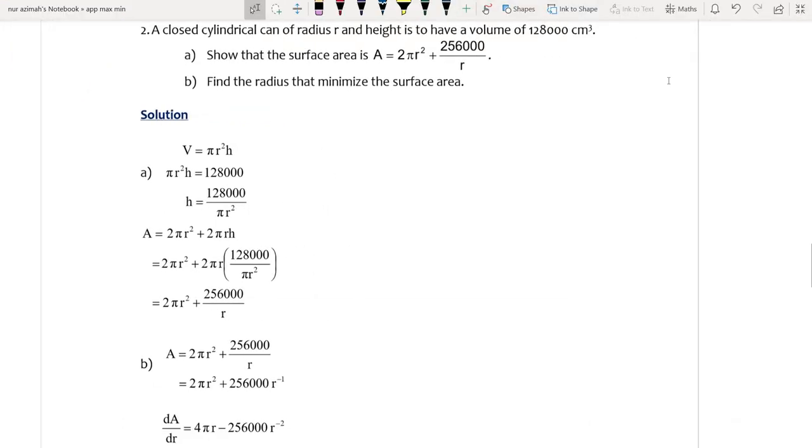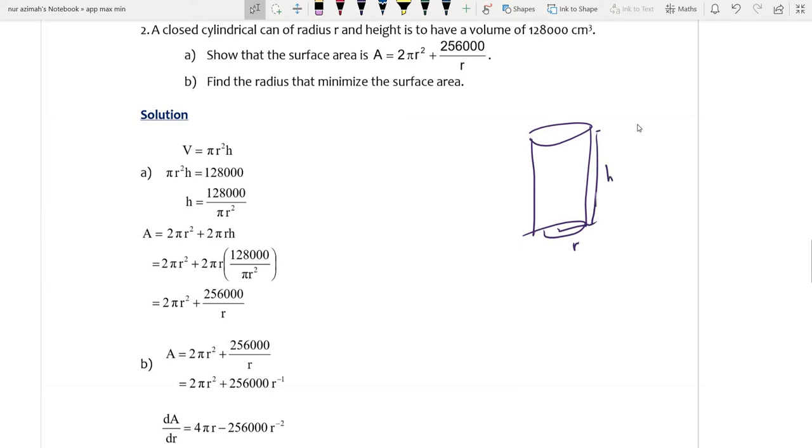Okay, let's take a look at another example for this topic. A closed cylindrical can of radius r and height h is to have a volume of 128,000 centimeter cube. First, you need to show that the surface area A is as such, and next find the radius that minimizes the surface area. So right now, this is a closed cylindrical can, and the radius is r and the height is given as h.